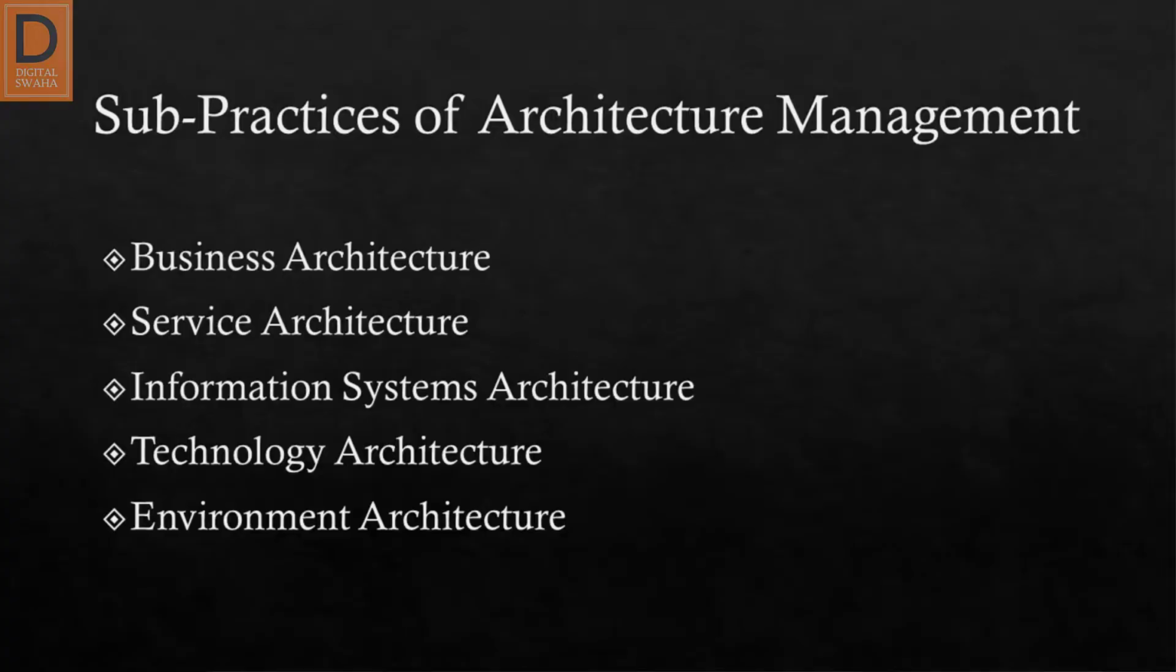Now that the objective is well understood, let's dig deeper. There are 5 sub-practices in the architecture management practice. They are as follows: business architecture, service architecture, information systems architecture, technology architecture, environment architecture. Let me explain each of these sub-practices in some detail.